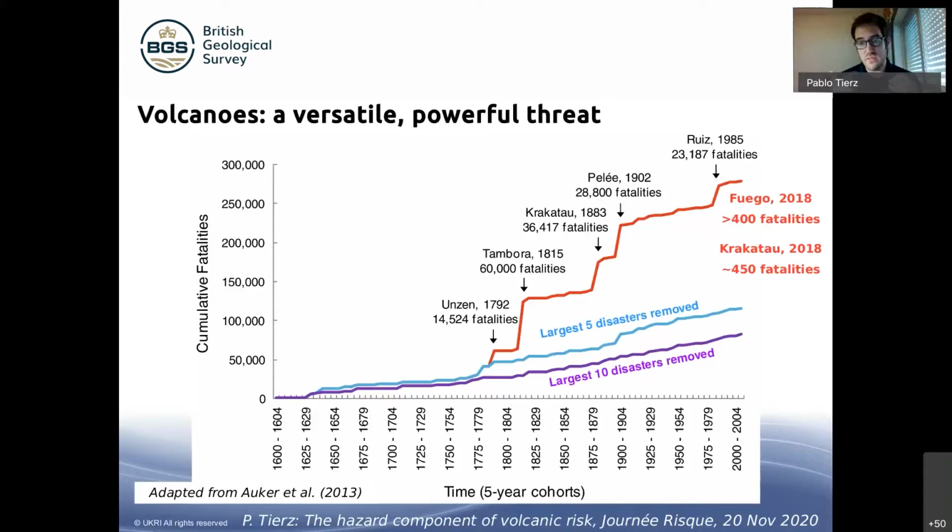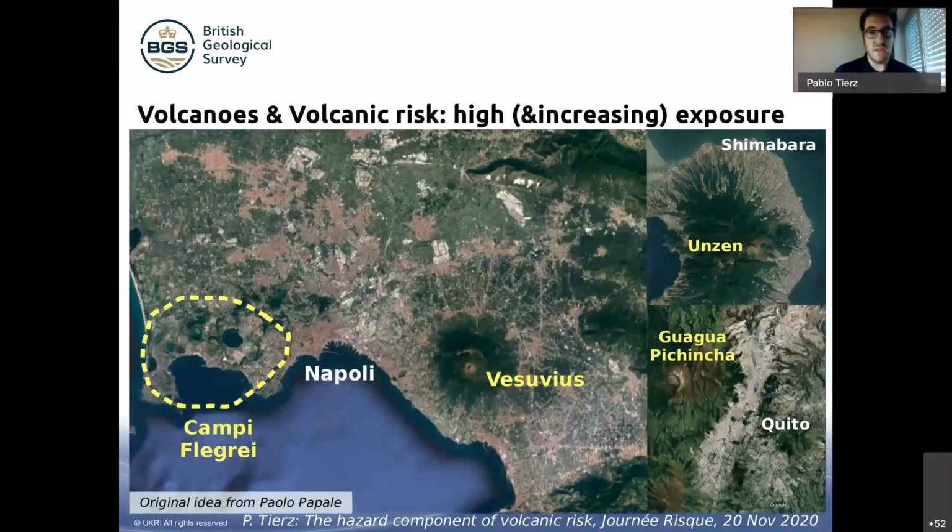And the thing is that even if we remove the largest disasters, so the blue curve is removing the five largest disasters, the purple curve is removing the 10 largest disasters, even when we remove them, we have an average trend of approximately 200 deaths per year. So it's a number that we cannot forget about. It's an important number that we need to remember and act accordingly.